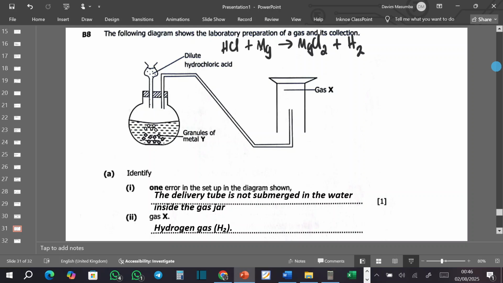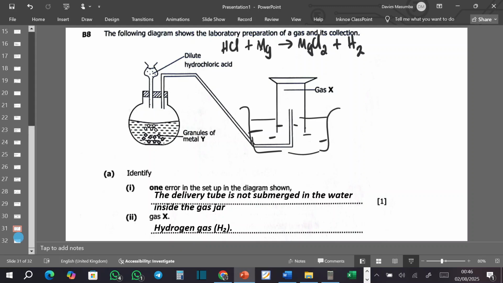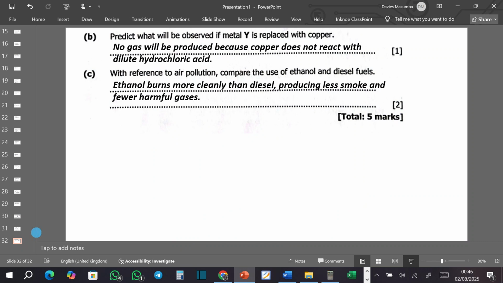So the delivery tube is not submerged in water inside the gas jar. Yeah, so this one was supposed to be submerged in water so that the gas which is collected there is pure. Then the same, identify Roman numeral 2, gas X. So the gas X is hydrogen gas. Then we go to the next question.